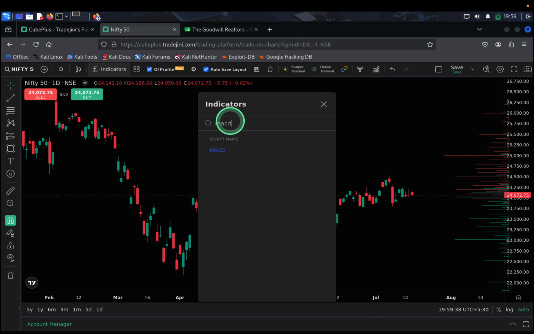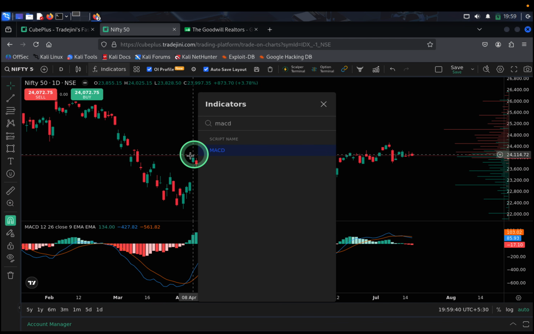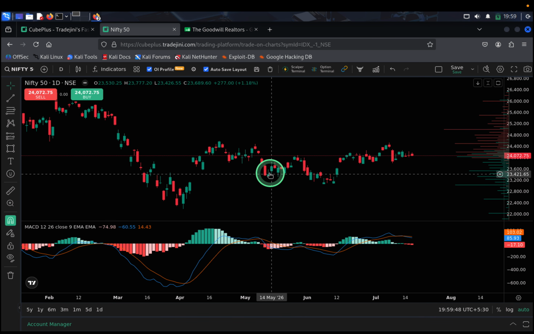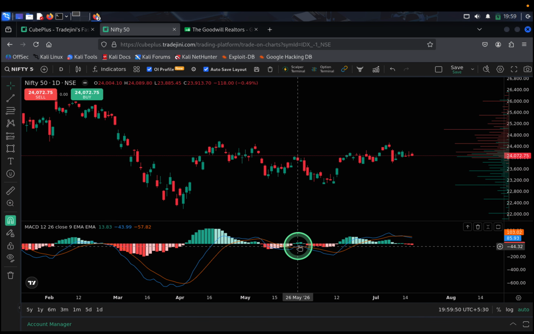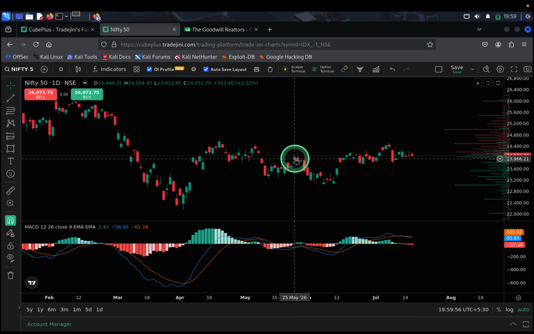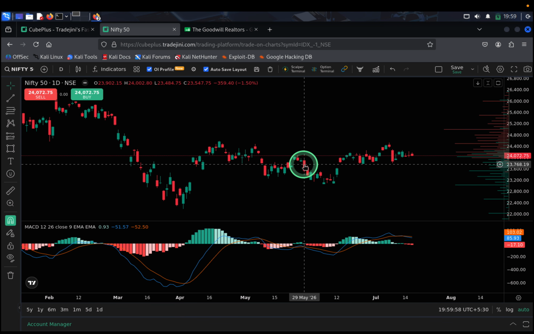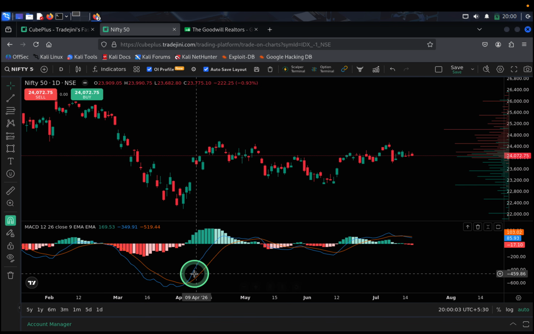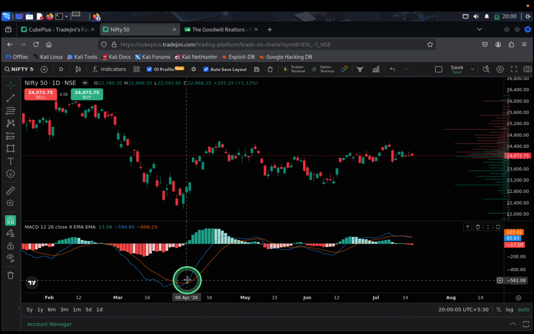We will plot the indicator. So these red bars, if you can see, the momentum is negative at these places. And then a little bit of shift in momentum comes, and there are some positive candles, and then again in negative territory. If you can see at this point, there is a crossover of MACD.